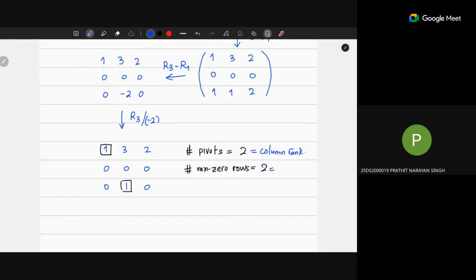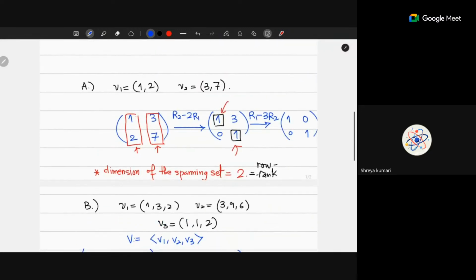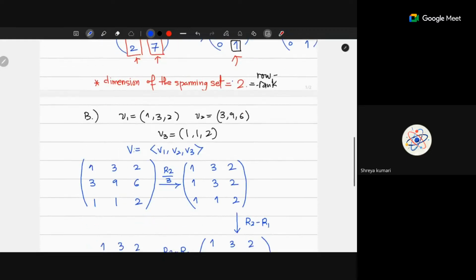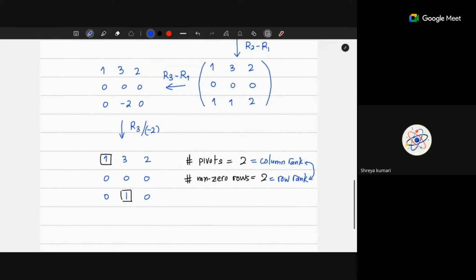And what is the number of non-zero rows? It is the row rank, right? So in this example as well, we can see that column rank is equal to row rank. In the previous example as well, we saw that the number of pivots, which was the dimension of the spanning set, is 2, and the row rank was also 2. So in general, column rank is always equal to the row rank for a matrix.